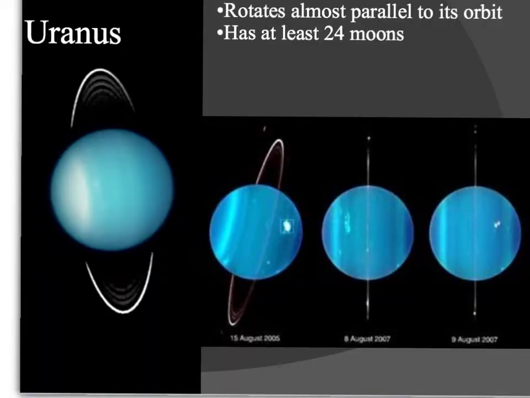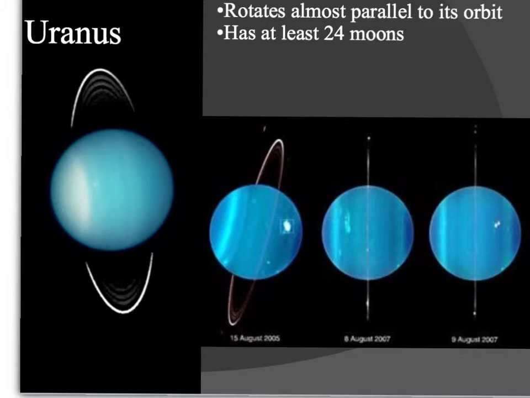Uranus comes next. It rotates almost parallel to its orbit, meaning at one time it was knocked on its side. Uranus also has at least 24 moons. So you can kind of start seeing a pattern here. A lot of these outer planets have a lot of moons as opposed to the inner planets, which have few or no moons.